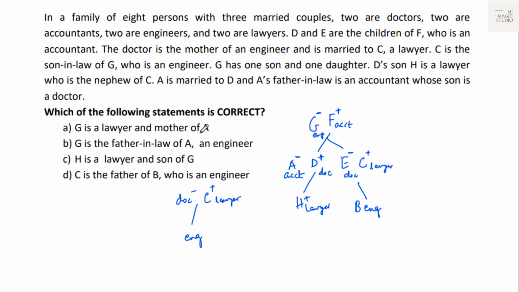Now, which of the following statements is correct? G is lawyer. No, G is engineer. G is father-in-law of A. No, G is mother-in-law of A. H is a lawyer and son of G. No, H is a lawyer and grandson of G. C is father of B. Correct. Who is an engineer? Correct. D option is the pick.